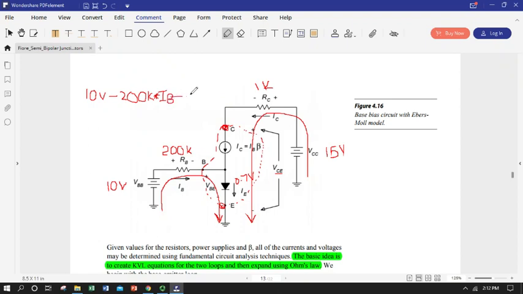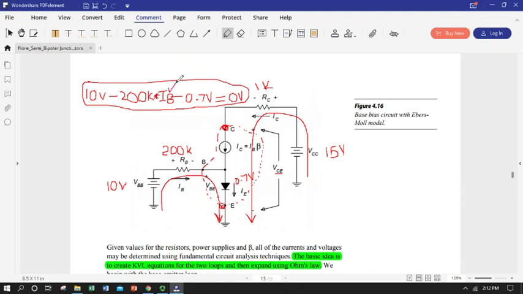And then we're going to drop another 0.7 volts going through the base emitter junction, and that's going to take us back to zero, back to ground. 0 volts. Okay, so that's one equation that I was able to write by applying Kirchhoff's voltage law through the base emitter path. Started at ground, raised voltages, dropped voltages, and came back to ground.